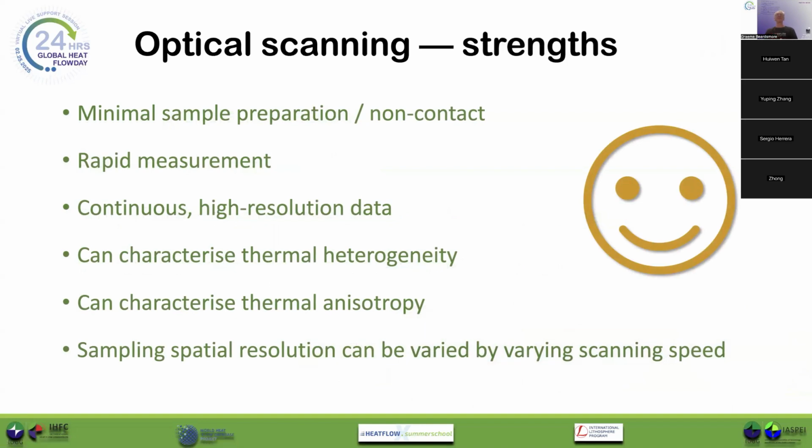So the strengths of these sorts of systems are minimal sample preparation. It's a non-contact measurement, so you can borrow a core and return the core in pretty much the same state at the end of the measurements. It's very rapid. The laser moves along the sample at centimeters or certainly millimeters per second, so you can scan several cores along a whole string of samples in a matter of a couple of minutes.